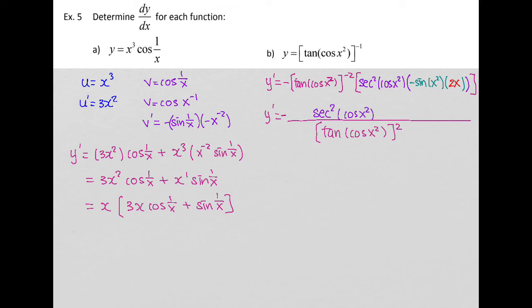And times by, now let's simplify this purple bracket here. Because this is like an individual term, I'm going to write it in front of it. So it's going to be negative 2x and sine x squared. And that will be the simplified form.